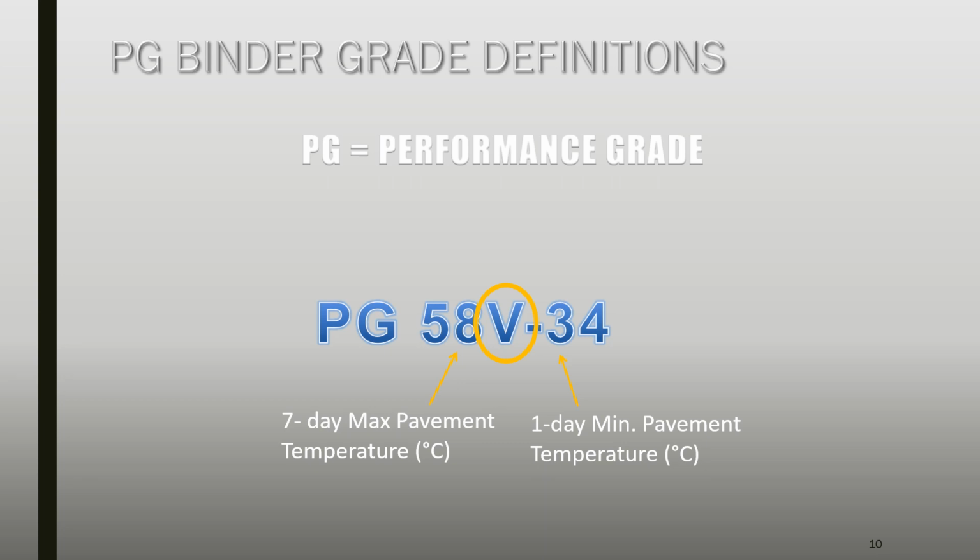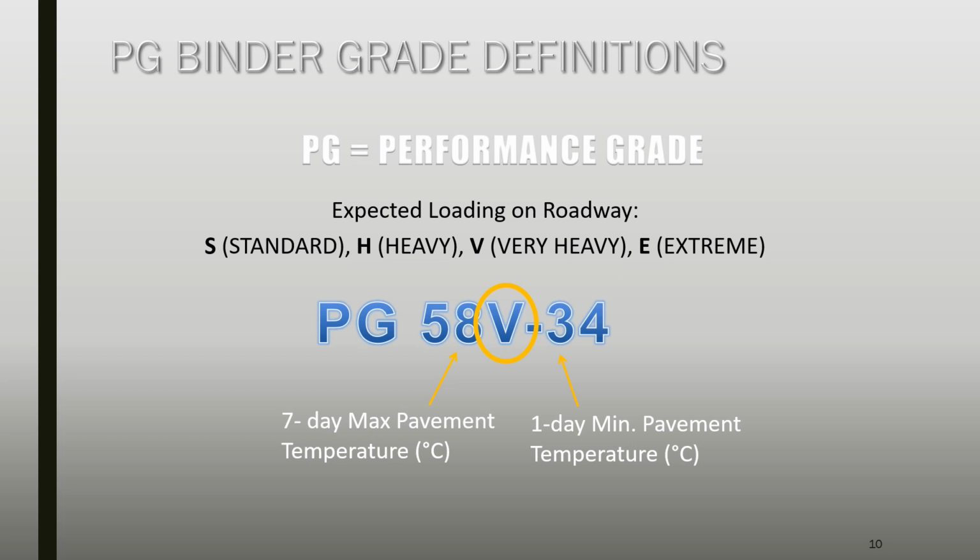The traffic loading designations are as follows: S for standard traffic loading, H for heavy traffic loading, V for very heavy traffic loading, E for extreme traffic loading.